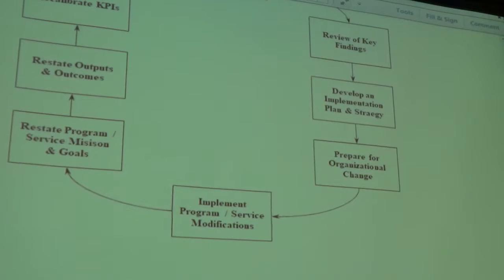The program modifications that are going to come about are not going to be as successful as they should be if you don't have stakeholder buy-in. Stakeholder buy-in being leadership needs to espouse the changes, needs to support the changes, as well as program staff. It also means that the financial reporting is going to change because the allocations are going to change. Once you prepare the organization for the change, then you implement program or service modifications.